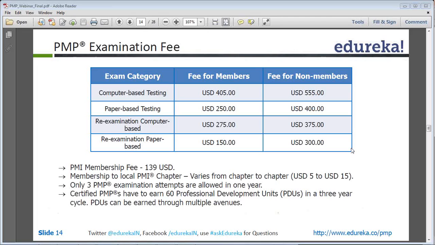Now you are paying that for this year, but the advantage that you are getting is, first of all, the exam fee is $405 as opposed to $555. So $150 is already adjusted here.